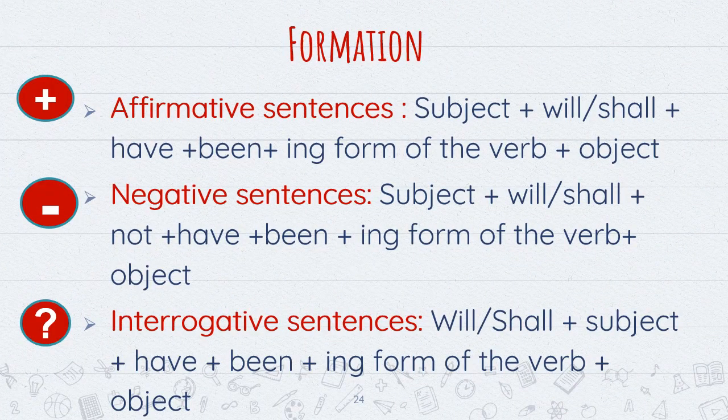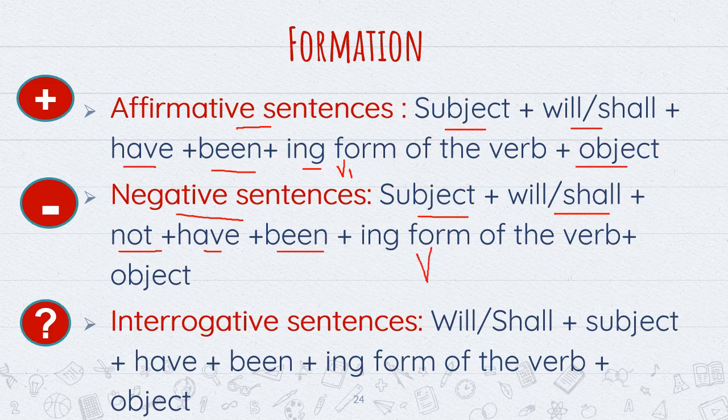Now let's have a look on formation of future perfect continuous tense. So the formation for affirmative sentences is subject plus will or shall plus have plus been plus ing form of verb, that is V1 plus ing plus object. For negative sentences, the formation is subject plus will or shall plus not plus have plus been plus ing form of verb, that is V1 plus ing plus object.